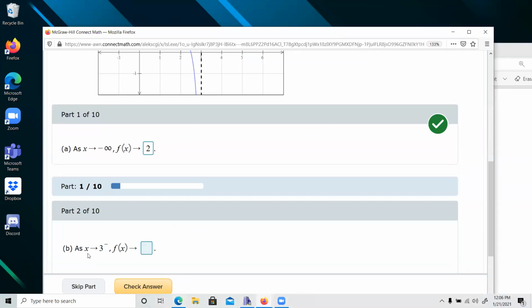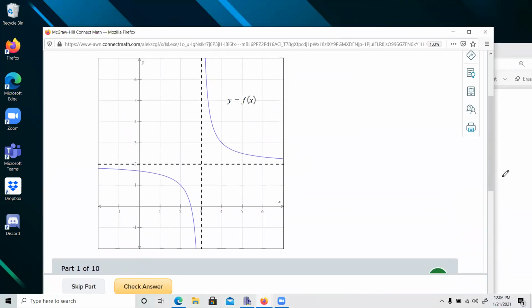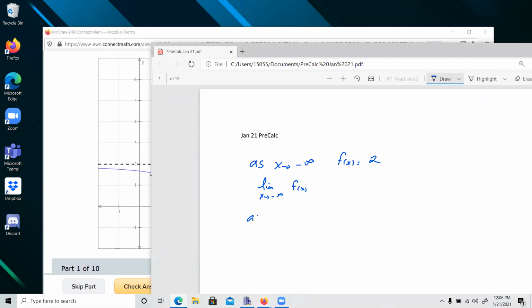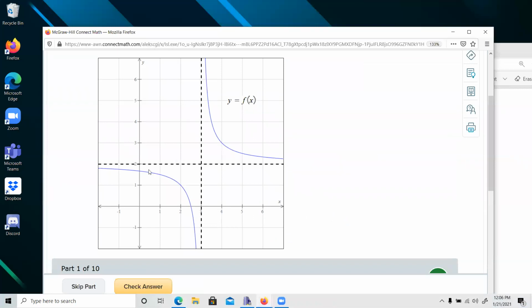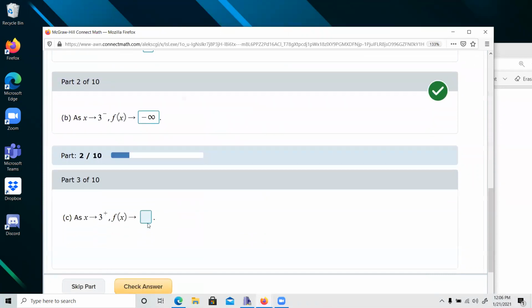Okay, as x goes to 3 from the left, so as x is going, that's what this means. As x approaches 3 from the left. Okay. So we're going to 3 coming down here, and it looks like we're going to negative infinity again here. So we're happy there.